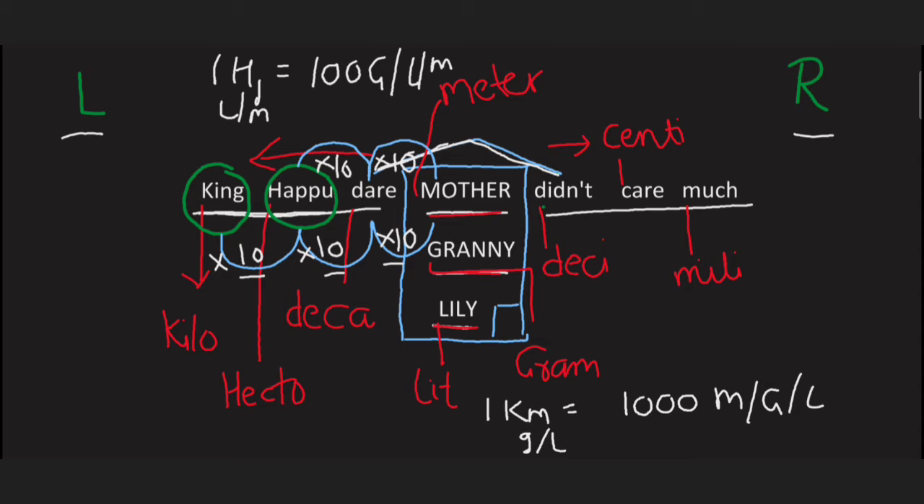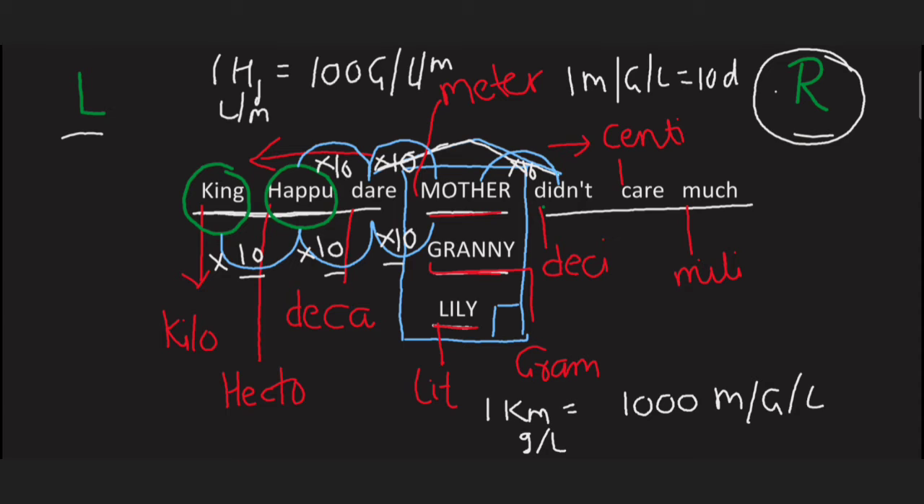Now, if we go to the next portion, we have to pay attention to the right hand side of the home. There we have deci, centi and milli. They are little small ones. So mother, granny and Lily are going to go and meet them. So how does it go? Mother goes out of the home and meets deci. So how many times has it jumped? Yes, it has jumped 1 time. That means 1 meter, gram or liter is equal to 10 deci.